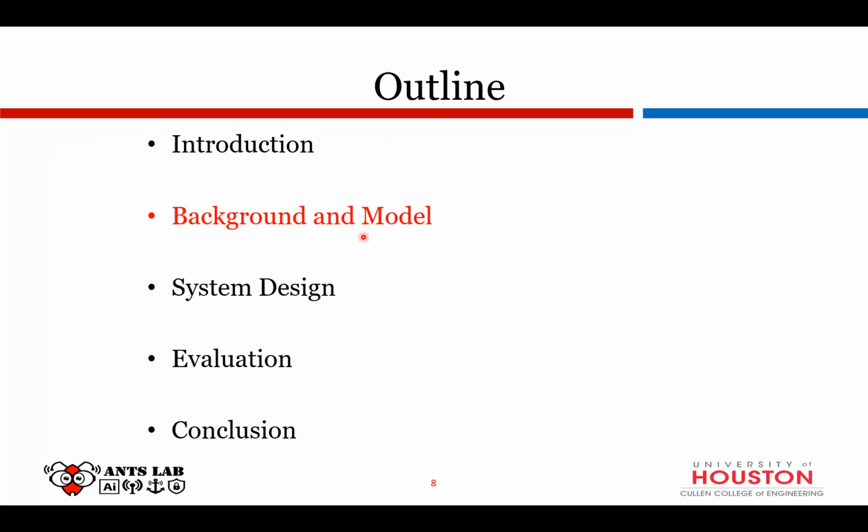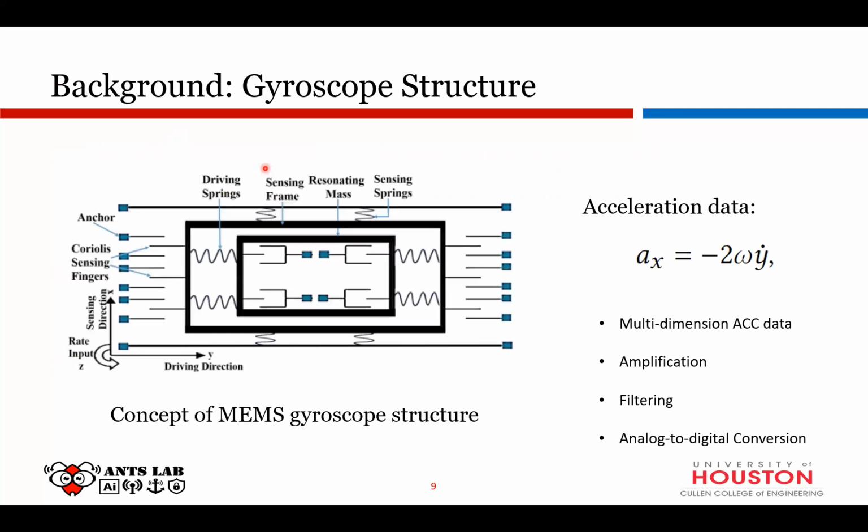Let's move to the background and the model. Here is the structure of a standard gyroscope. The concept of the gyroscope structure is detailed in this figure. You can see there are some driving springs and some frames, mass, anchors, and fingers. We can see there are multiple axes, the x-axis, y-axis, and for some gyroscopes, also the z-axis.